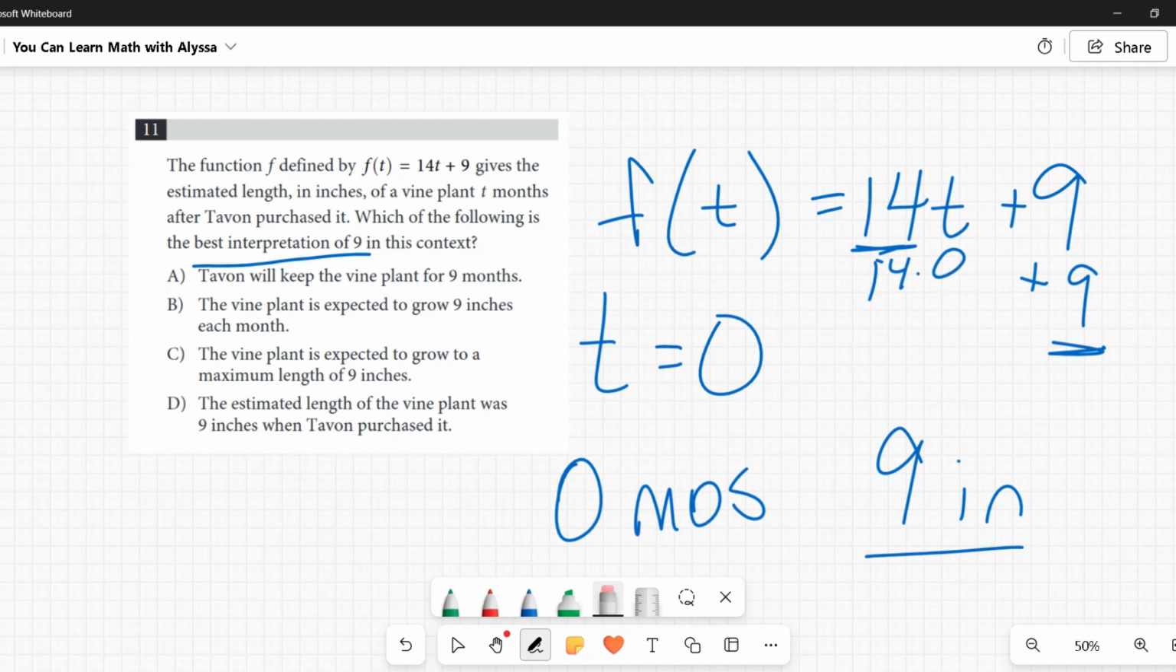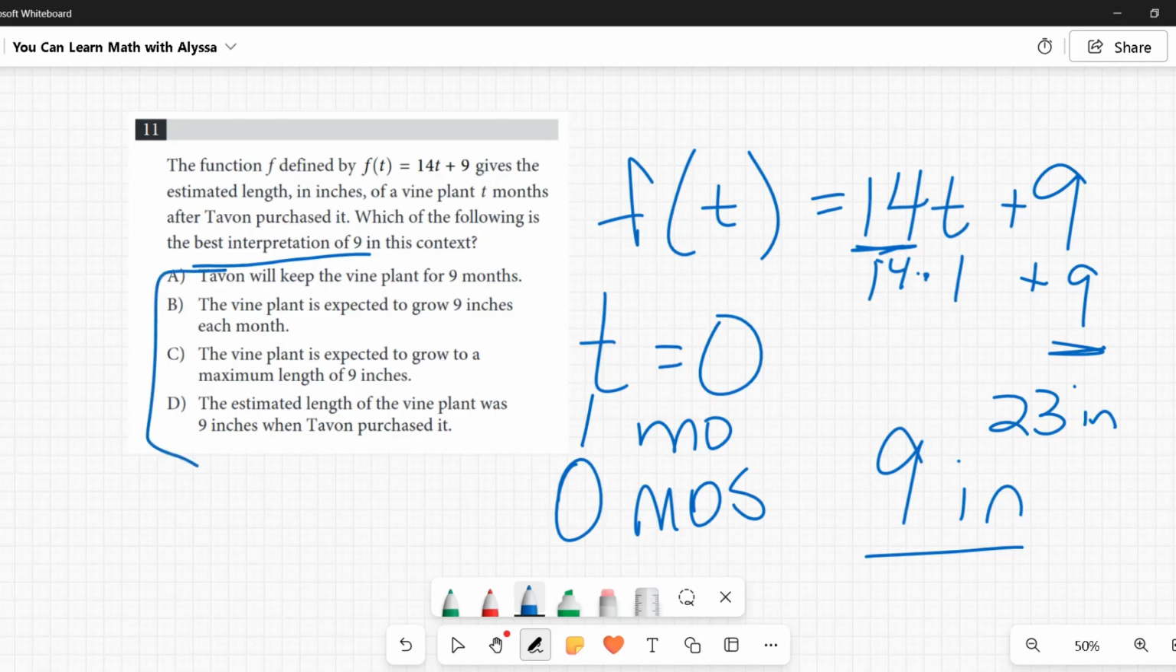Because what if it was 1 month after Tavon purchased it? So then t is 1. Then it'd be 14 times 1 plus 9, or 23 inches. So it grew by 14 inches in that 1 month. So 14 is the growth each month, and 9 is the number of inches that the plant was when it was purchased. So what does 9 mean?